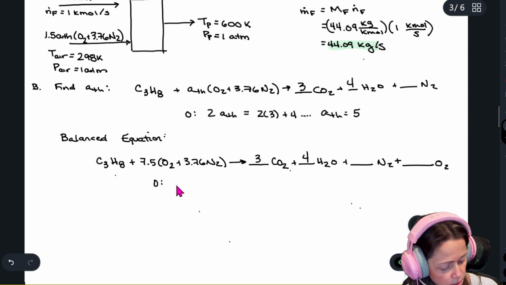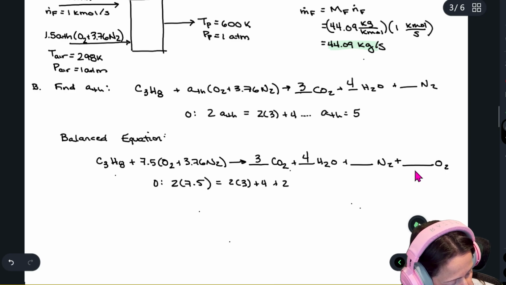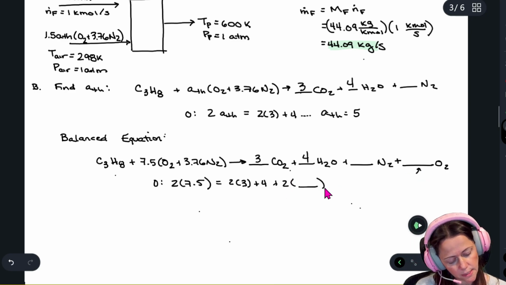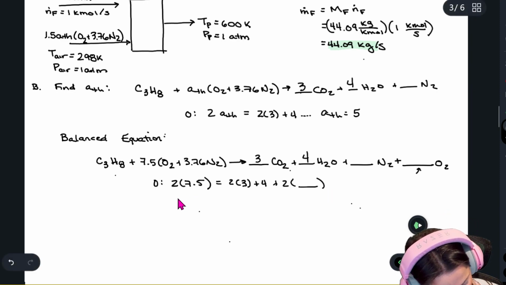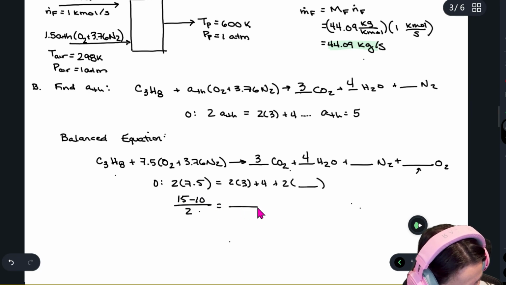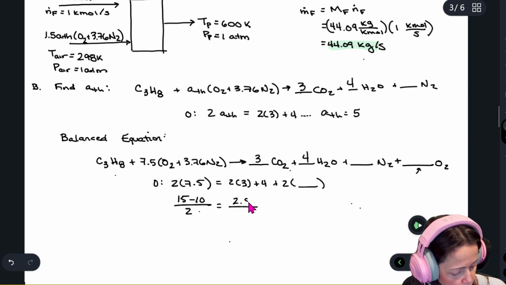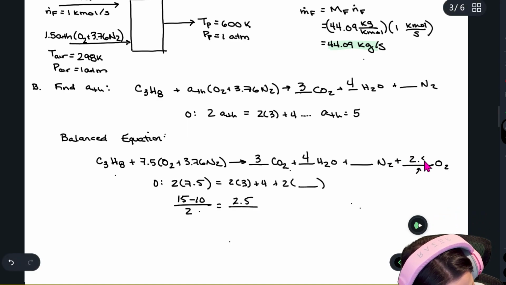So for my oxygen, on the left-hand side, I've got 2 times 7.5. On the right-hand side, I've got 2 times 3 plus 4 plus 2 times whatever goes in that blank, right? So I got 15. So let's see, it had 15 minus 10 divided by 2, yeah. And that would be what goes in that blank. So 2.5. Okay, so 2.5 goes right there.